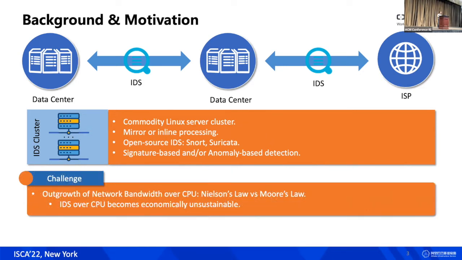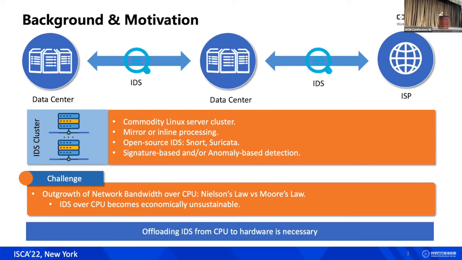This kind of system works reasonably well until recently, when network bandwidth outgrew the performance of CPUs. Basically, there is a rule called Nielsen's rule. It says that every year you will see about a 50% bandwidth increase. This rule has held true until today, and there's no sign of slowing down. But Moore's law, as we know, is slowing down. So running IDS over CPU is becoming economically unsustainable.